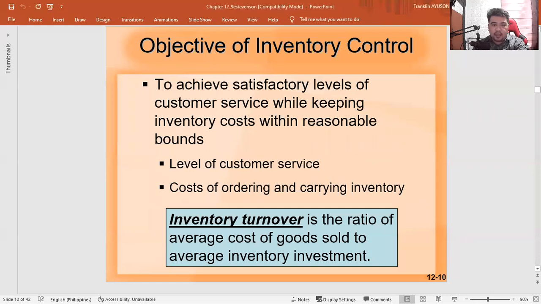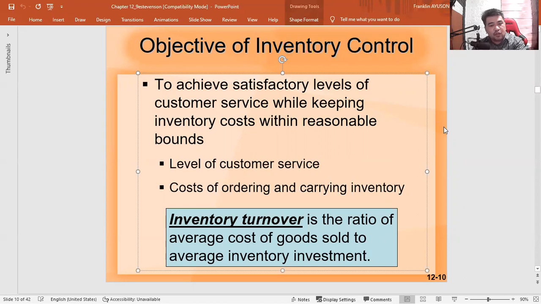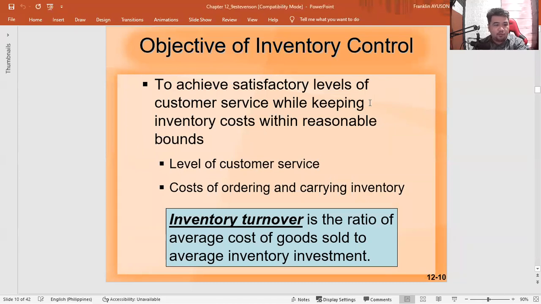It's not only a concept of maintaining inventory, but of course our inventory should be productive for the organization. So it's supposed to be for the organization's gain. So with that, we will want to use the term inventory control. So not only to maintain inventory, but of course, inventory control with the following objective. The reason that we want to control our inventory is to achieve a satisfactory level of customer service while also keeping inventory costs within reasonable bound.